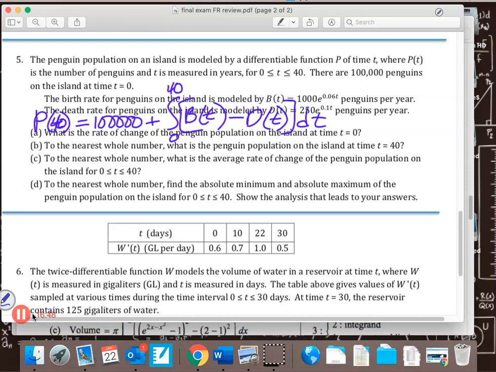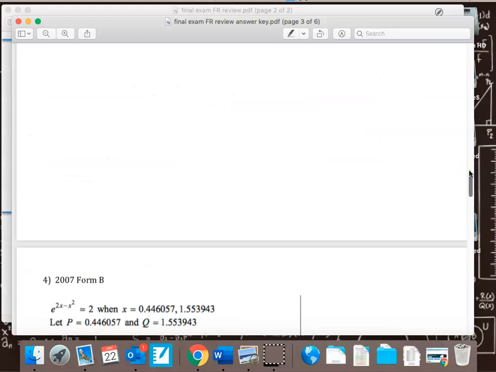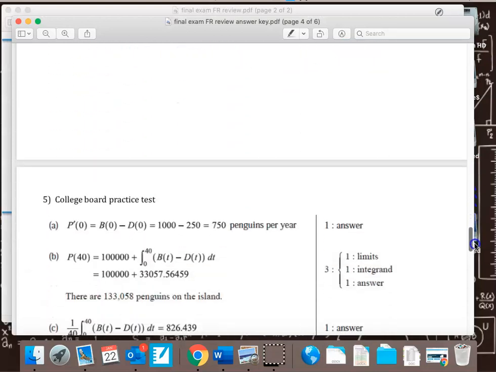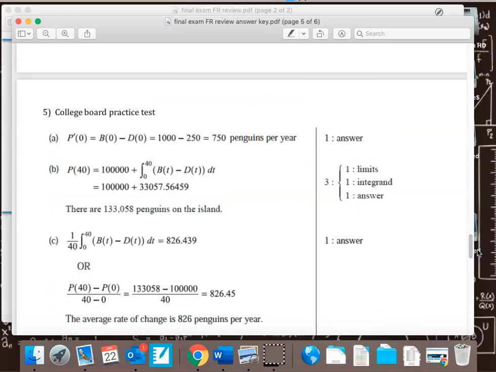That would be the total number of penguins born. So if B is the rate at which they're born, then the integral would be how many were born, right? And then minus, if D of t is the rate at which they died, then the integral of D of t would be how many died, right? So start with 100,000, add how many were born, minus how many died. I don't know the answer, but I have the answer, P. It had to be rounded to the nearest whole number. So 133,058 penguins are on the island at t equals 40.